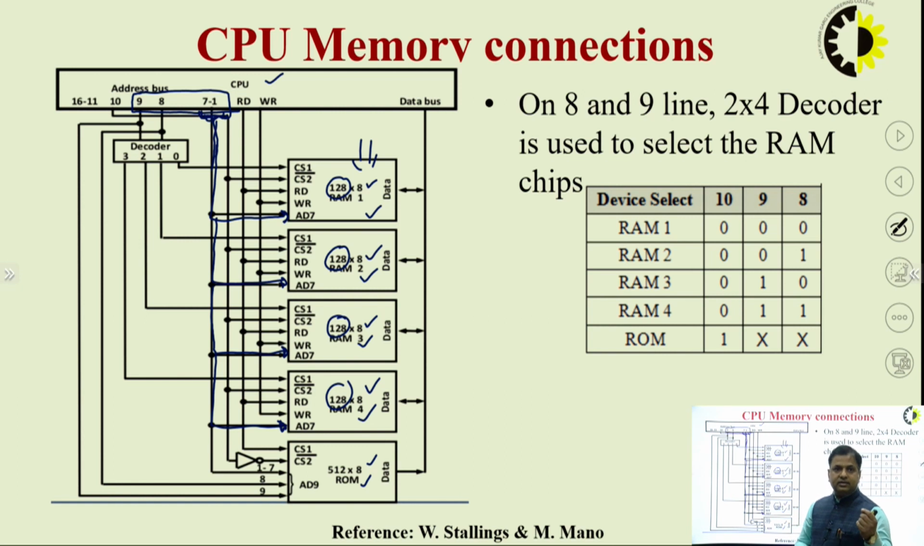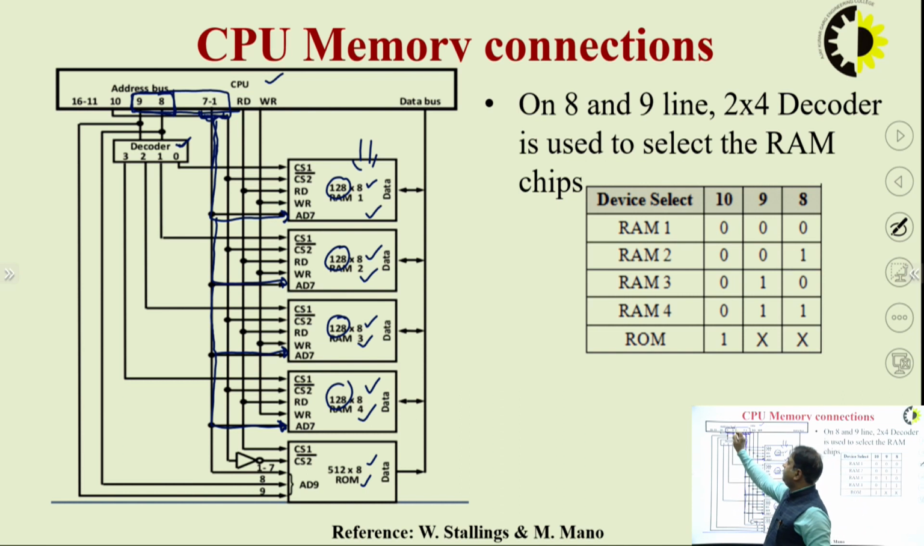If there is an address, that address will lie in either RAM 1, 2, 3 or 4. So which RAM will be selected? This selection will be done on the basis of bit number 8 and 9. So these two bits will select which RAM will be selected, and this task will be done with the help of the decoder. So the decoder will decode which RAM will be selected.